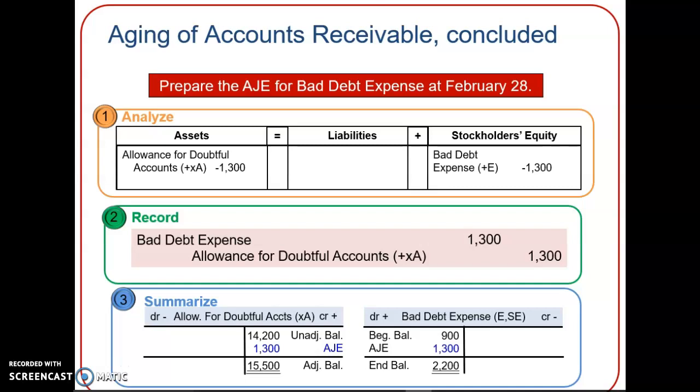We look at our bad debt expense at the beginning, which is also the ending balance of January and the beginning balance of February. We have $900. It's an expense account, so an increase goes on the debit side, on the left. We add the adjustment journal entry of $1,300, so the ending balance for bad debt expense as of the end of February is $2,200.